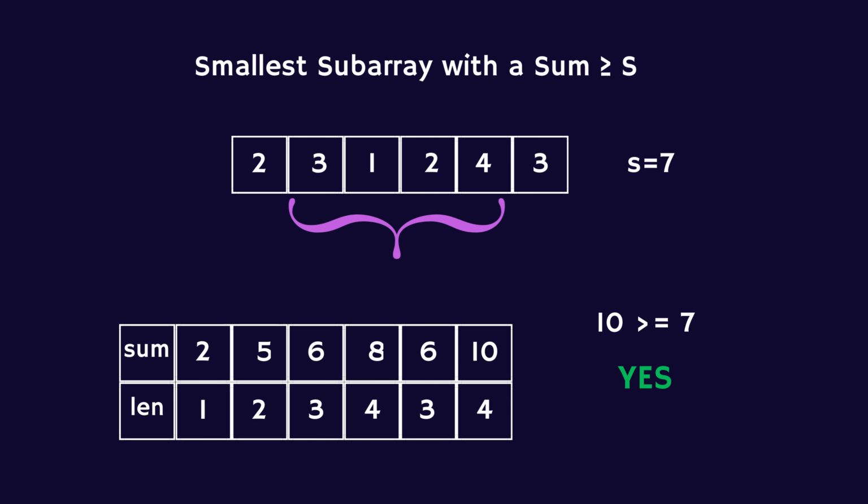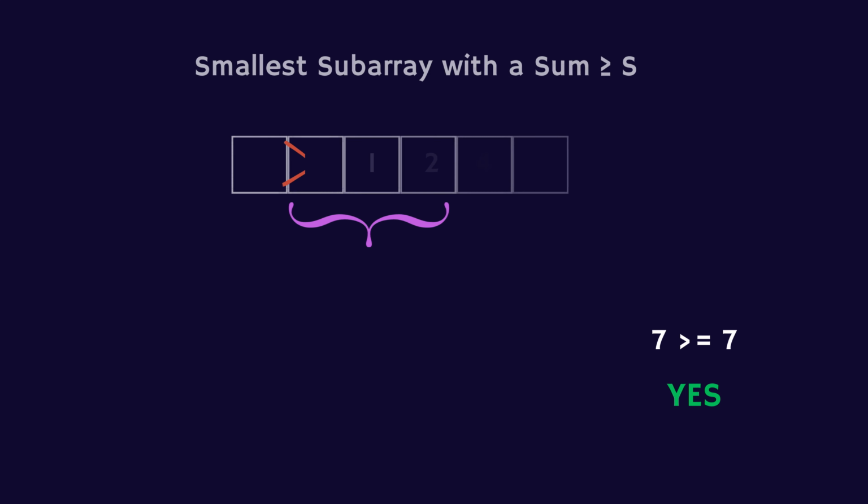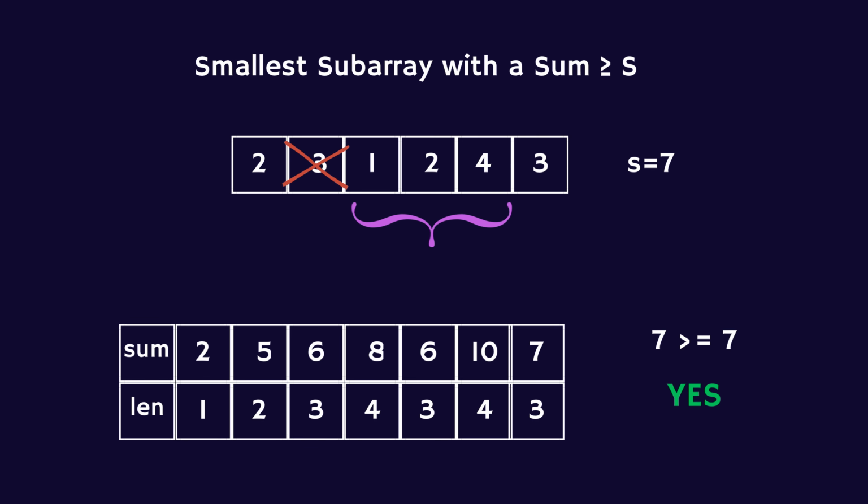Okay, 3, 1, 2, and 4 equal 10. So is 10 equal or more than 7? It is more than 7. So we should remove the first element. Okay, after we remove the 3, let's calculate the sum. We have 1, 2, and 4. So the sum equals 7. 7 equals 7. So we should also remove the first element.